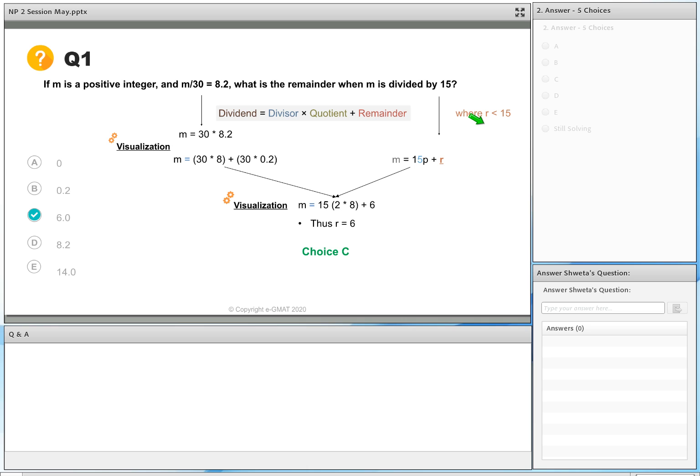Now, how do you use this 30 to make it into a 15? Well, it's super simple. 30 is equal to 15 times 2. So you just break the 30 down. So it becomes 15 times 2 goes with the 8 inside, the 8 that you already had. So it is now 15 times something, which becomes your P, plus this 6 that I talked about. Now, since R is less than 15 and 6 is actually less than 15, R equal to 6 works. So the answer is C.